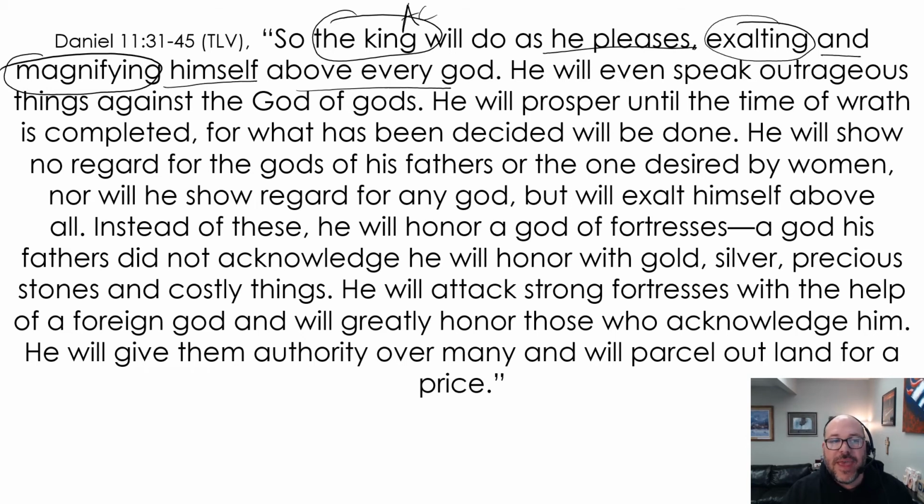He will speak outrageous things against the God of gods. Who's the God of gods? That is Adonai. That is Yahweh. That is the God of the Bible. He will speak outrageous things. What are the outrageous things that he will speak? Well, we don't know. But you're going to know it when he says it, because it's going to be very obvious. He, who is the he? That is the Antichrist, will prosper. This is going to be good for him.